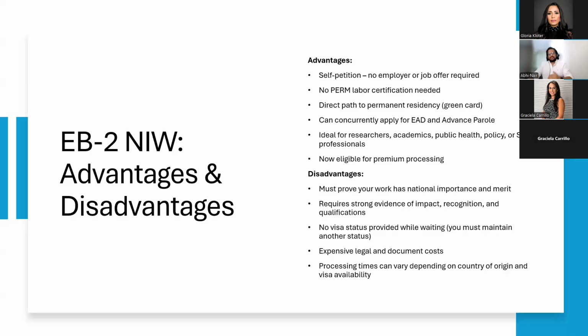Now, the disadvantages. First, you have to make a strong case. That means proving your work has national importance, not just technical, but societal value. You don't get visa status just by filing. You need to maintain a valid F-1, OPT, or H-1B during the wait. And it can be expensive. When you combine legal fees, documentation, and USCIS charges, the total often runs over $8,000.